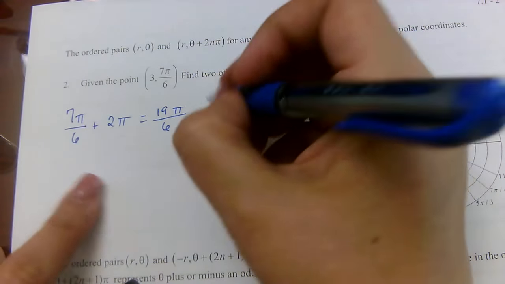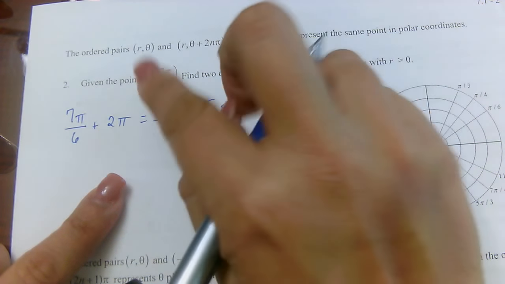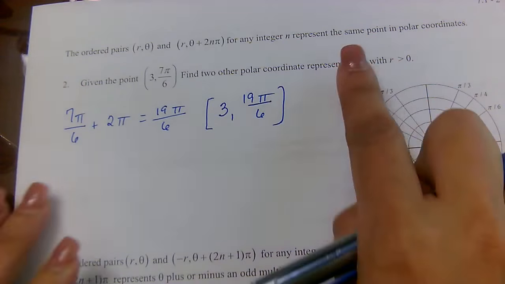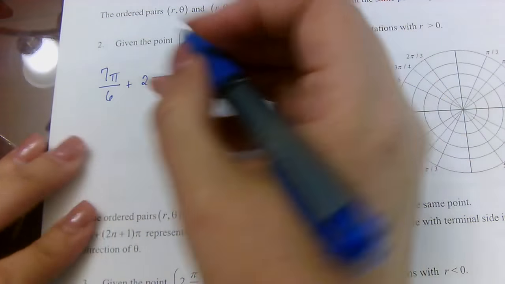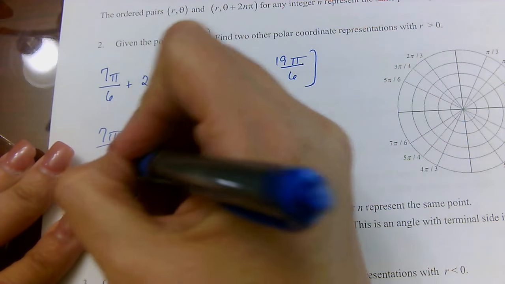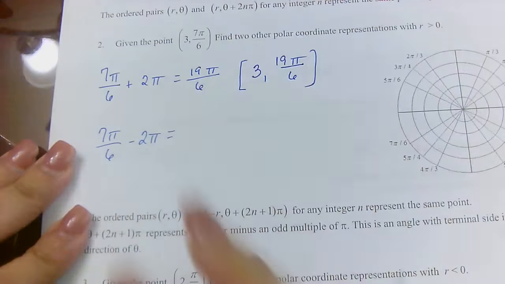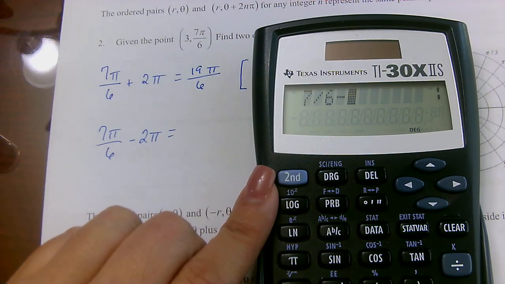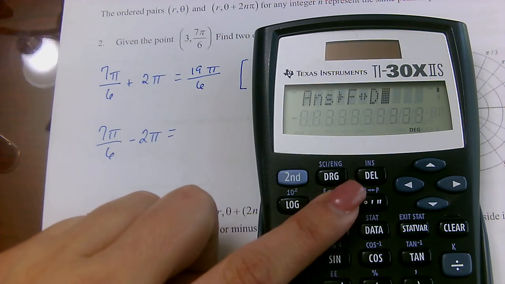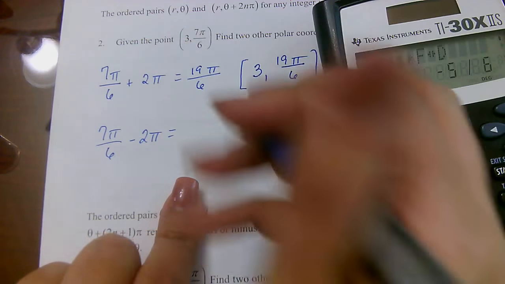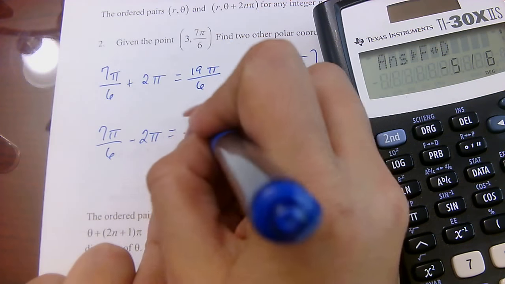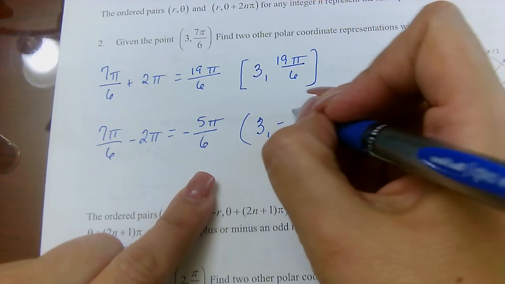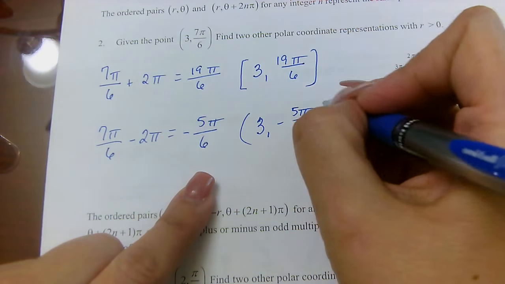So our first answer, r will be the same, which is 3, and then we would have 19 pi over 6. Second thing we're going to do is go ahead and subtract. So I'm still using the same angle that was given, and now I'm going to subtract 2 pi. All I'm going to do in the calculator is go up, change the addition to a subtraction, and then second, PRB will give me a negative 5 pi over 6. So our second answer will be 3, negative 5 pi over 6.